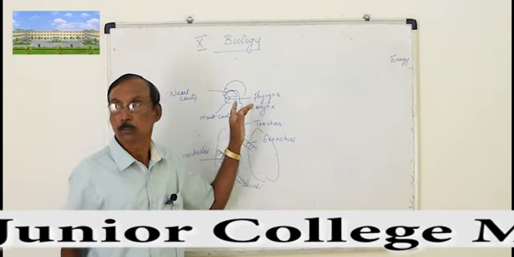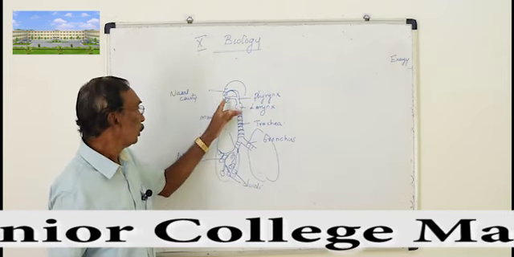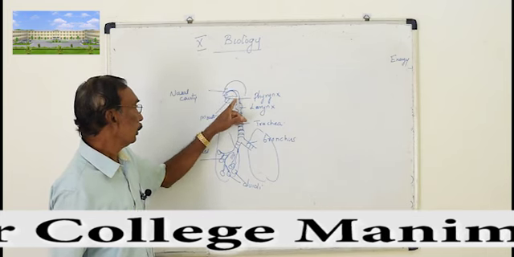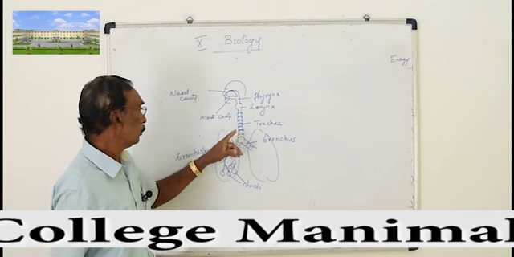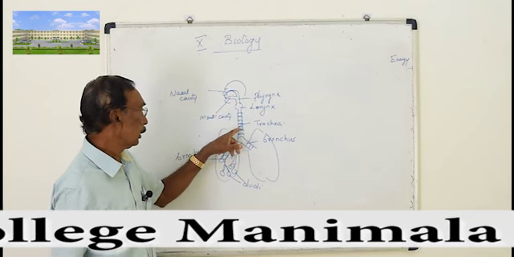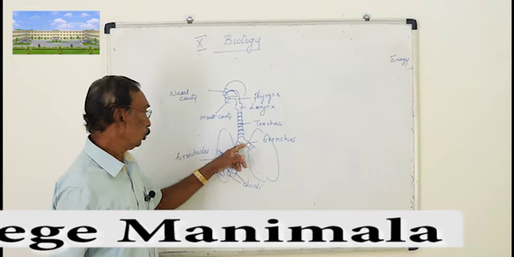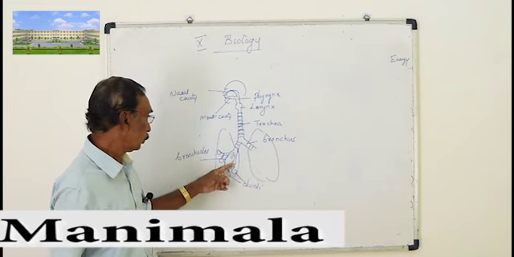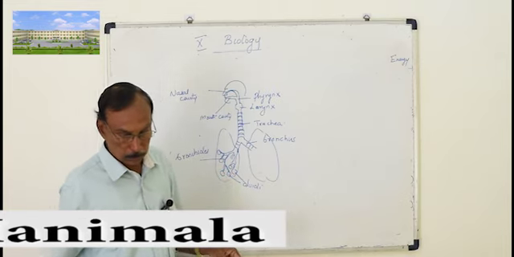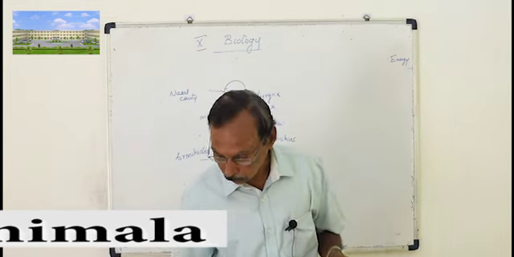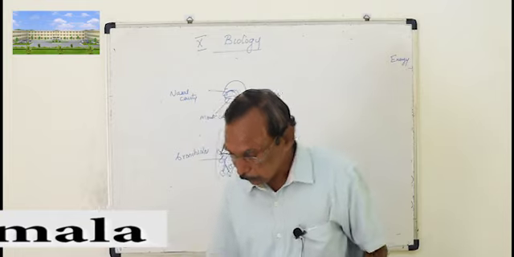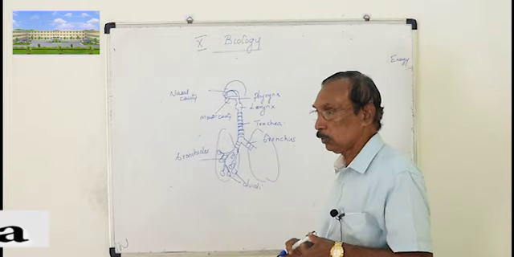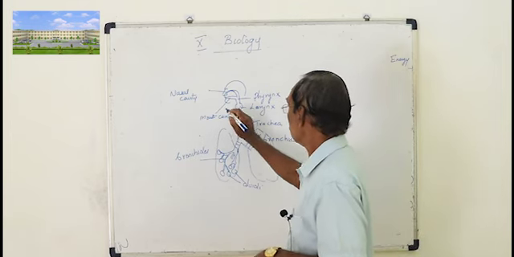So this is a basic part of our respiratory system. Nasal cavity, mouth cavity, both are connected. Pharynx, larynx, trachea with the cartilaginous rings, and then two branches, bronchus, plural is bronchi. Small branches are called bronchioles, and it will end with alveoli. And when you are breathing, you can see the diaphragm here.